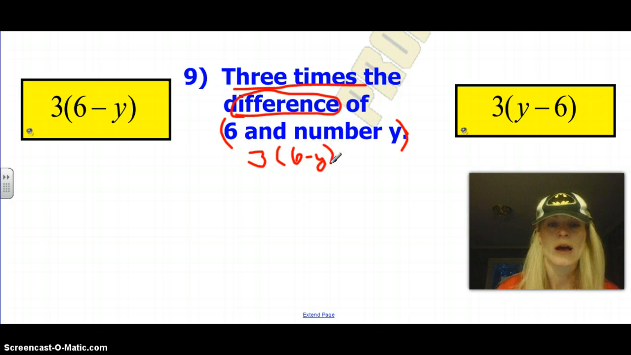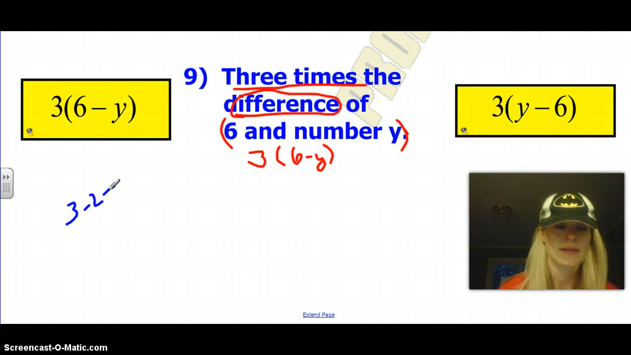Okay, and again, subtraction does not follow the commutative property. If I have 3 minus 2, let's do a little sidebar lesson here. 3 minus 2, that's going to give me 1. But if I do 2 minus 3, that's going to give me a negative 1.